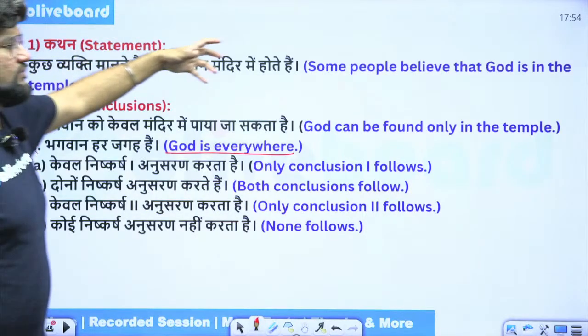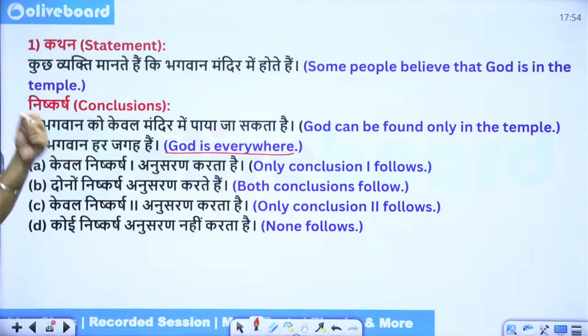Maybe this is just information the author is trying to give. Okay. So I can't take it to an extreme conclusion. Hence, none follow here. Option D is the right answer.